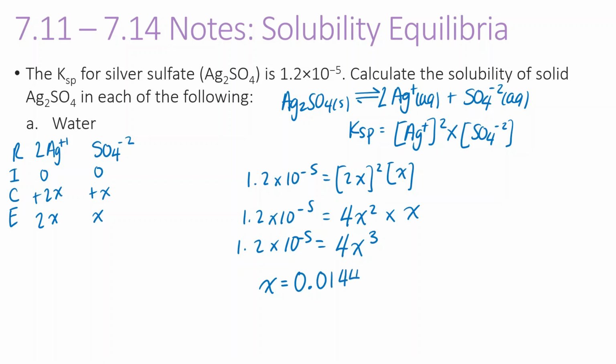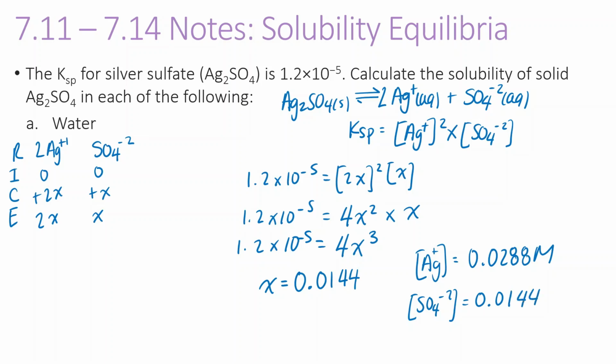But when I solve this, I get that x is equal to 0.0144. So this means that the concentration of silver is twice that amount. So that's going to give me 0.0288 molar. And the concentration of sulfate is just equal to X. So the concentration of sulfate here would be 0.0144 molar. So this gives us the solubility of these two compounds in pure water.